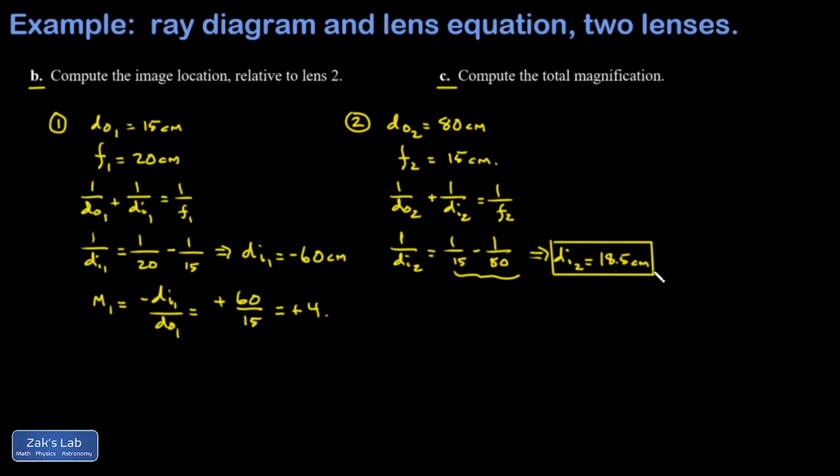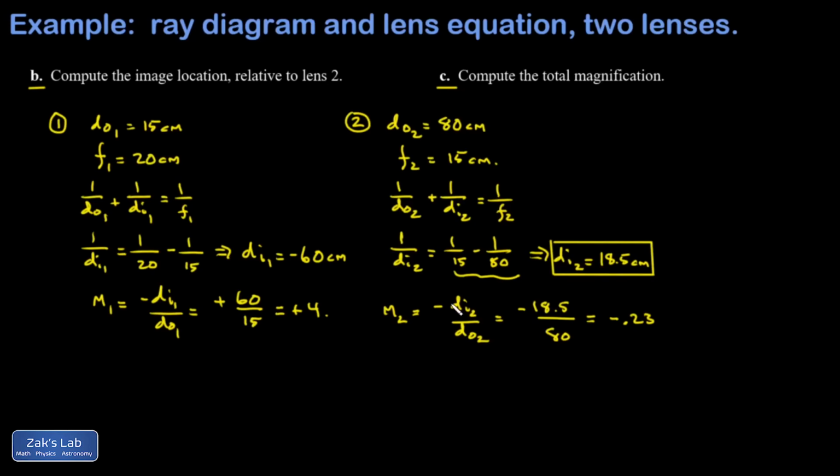So that's the answer to part B. And it's pretty close to the 18.8 centimeters that we predicted from our ray diagram, so that's good. Then I go on to get my magnification at the second step. Again, negative image distance over object distance. So my image distance was positive 18.5, object distance positive 80, so I get a negative magnification, which is good because this is where we saw the image get inverted. And I get a magnification of negative 0.23 at this step.